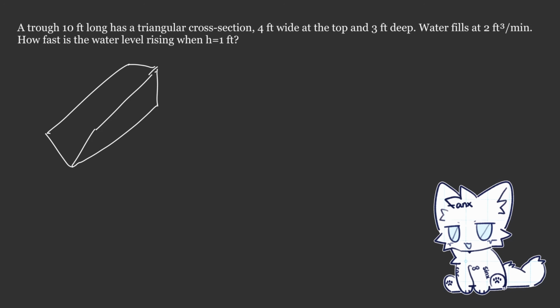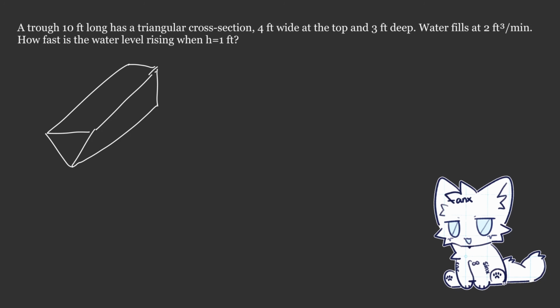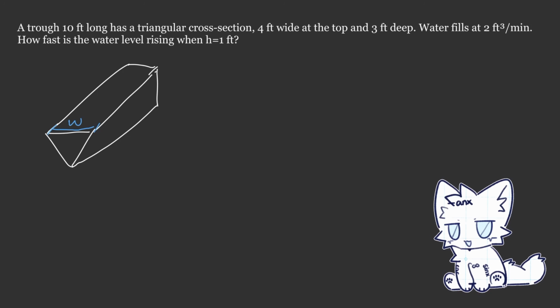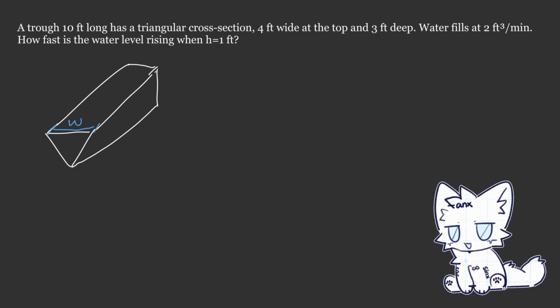This is a trough. I hope you can trust me on that. It is 4 feet wide at the top, so we can denote that as a width W, and it is 3 feet deep. So that means it has a height of h. Water fills in at a rate of 2 feet cubed per minute.